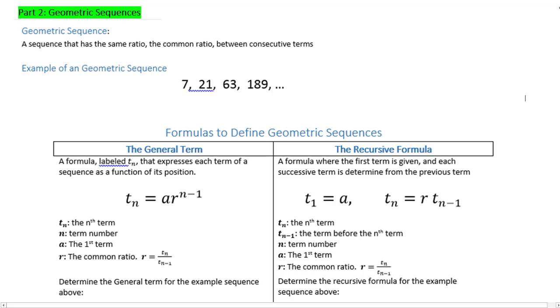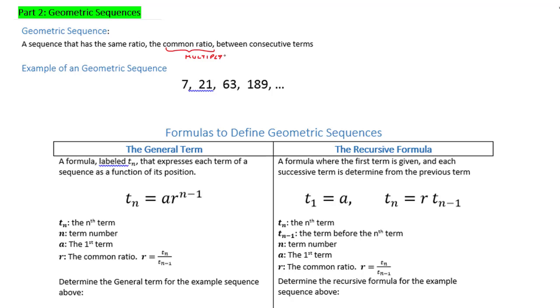So what makes it geometric? Remember, arithmetic is when we're adding by a common difference. Now we could be adding a negative number, so you can think about it as adding or subtracting, right? A geometric one is where we have what's called a common ratio instead of a common difference. Now, a common ratio implies that we are multiplying by something.